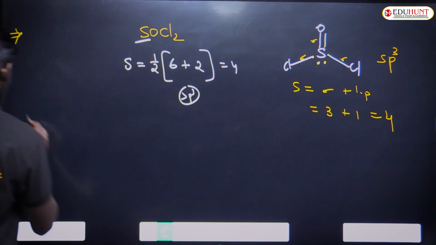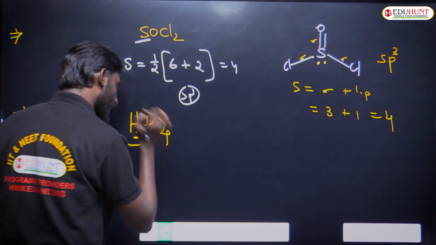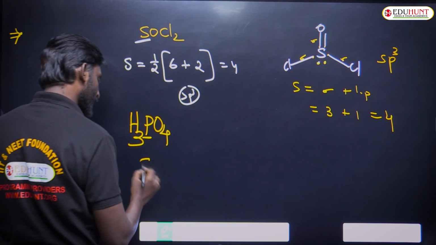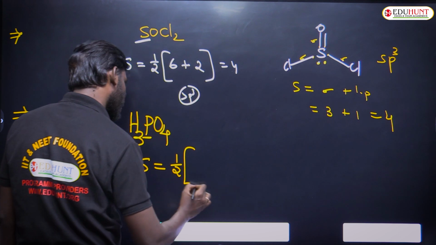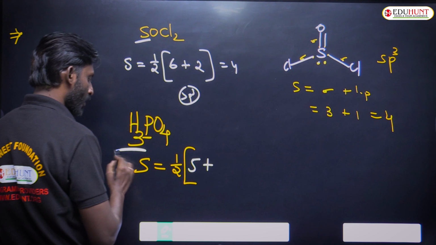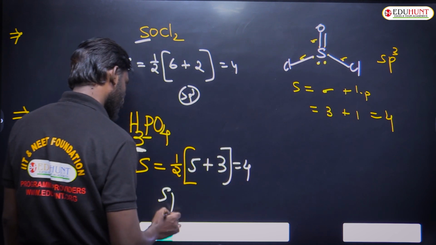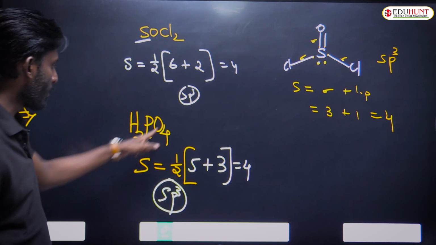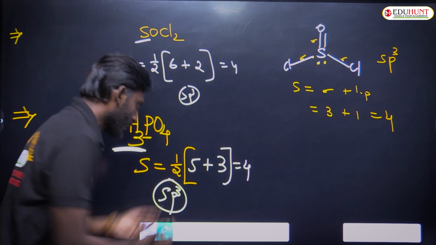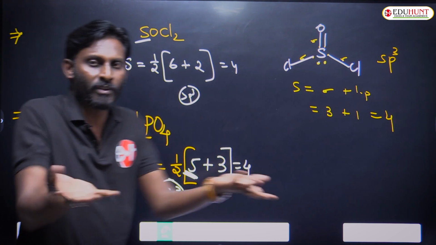Okay? Similarly, phosphoric acid. What is phosphoric acid? H3PO4 is phosphoric acid. Now you see the formula. S is equal to 1 by 2 times of the central atom phosphorus, a 5th group element with 5 valence electrons, plus number of monovalent atoms 3. 5 plus 3 is 8, 8 by 2 is 4. So the hybridization is sp3. Don't bother about the bivalent oxygen. Only the valence electrons of the central atom plus monovalent atoms. It is a neutral molecule, so don't bother about the charge.